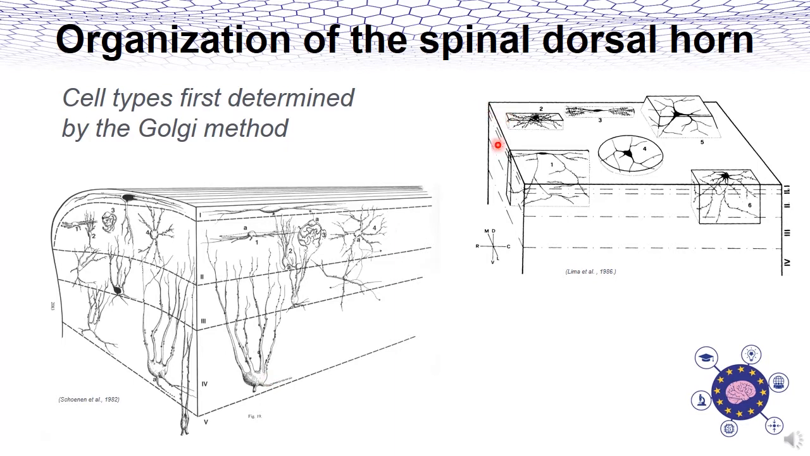The thin outermost layer, lamina 1 or marginal zone, contains a variety of projection neurons that come in different shapes and sizes that are related to their function.